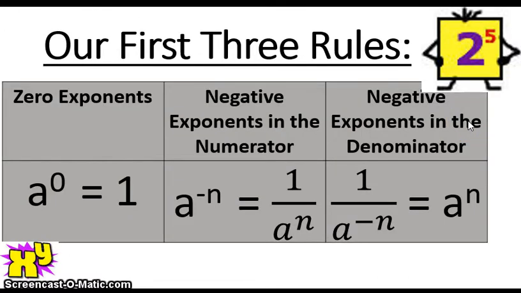So here we learned our first 3 rules. A to the 0 is 1, because any number to the 0 power is 1. A to the negative n is 1 over a to the n. If it's negative in the numerator, we move it to the denominator and make the exponent positive. 1 over a to the negative n, if it's a negative exponent in the denominator, we move it to the numerator to become a to the n.